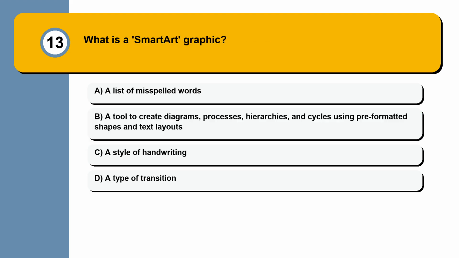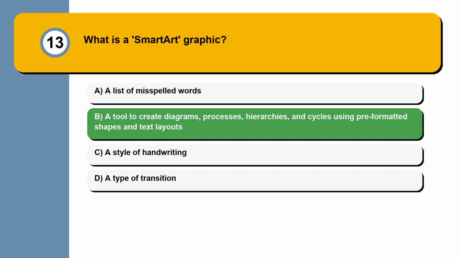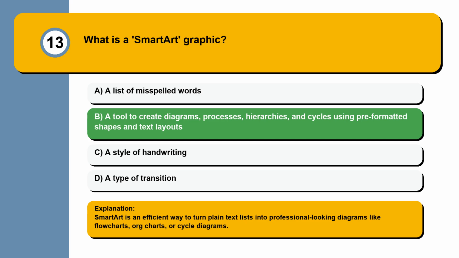Question 13. What is a SmartArt graphic? A list of misspelled words. A tool to create diagrams, processes, hierarchies, and cycles using pre-formatted shapes and text layouts. A style of handwriting. A type of transition. SmartArt is an efficient way to turn plain text lists into professional-looking diagrams like flowcharts, org charts, or cycle diagrams.